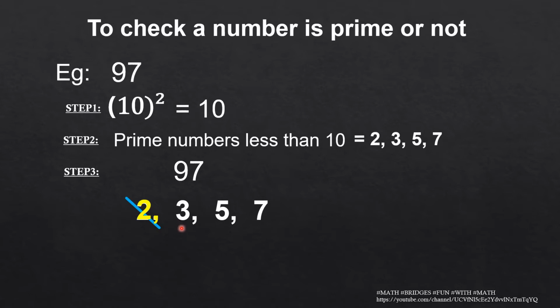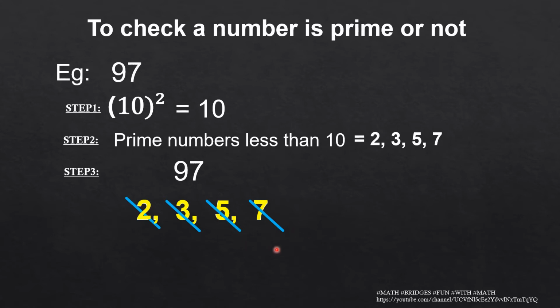Now the divisibility rule for 3. Add these two digits; the sum of the digits should be divisible by 3. 9 plus 7 is 16. So it's not divisible. 97 is also not divisible by 3. Next, 5. What is the divisibility rule for 5? The ones place should be either 0 or 5. It's not there. So 97 is not divisible by 5 also. Let's check with 7. 7 ones are 7, 2 carry over. So 27 will not go in the 7 table. So 97 is not divisible by 7 also.